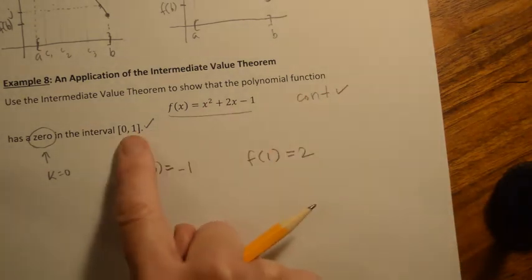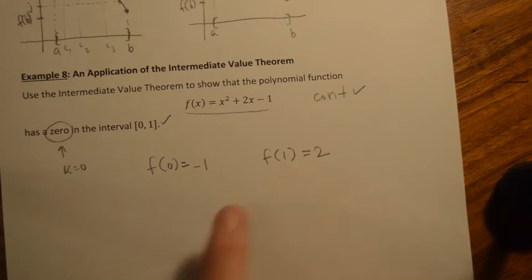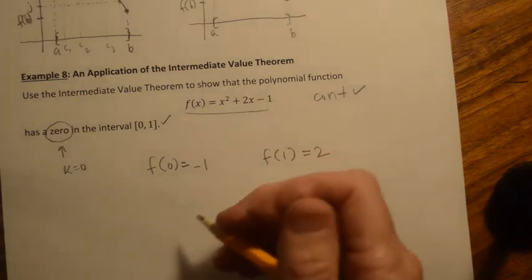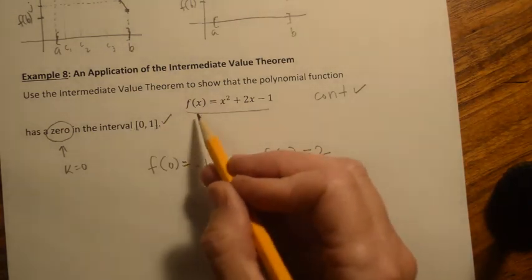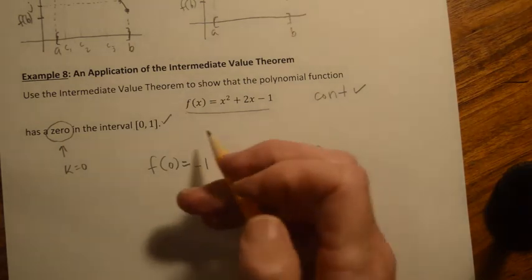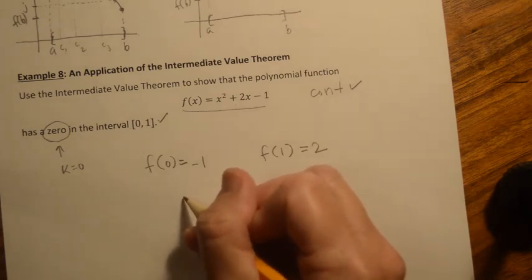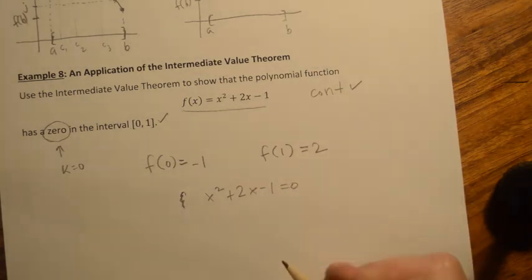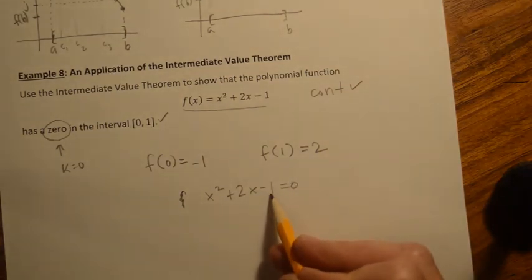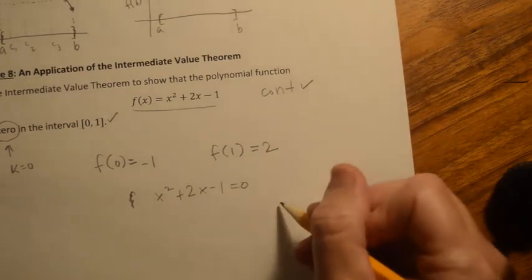So it meets all three requirements. It's continuous, it's on a closed interval, and this y value falls somewhere between these two y values. Right, so what it does is it says, I guarantee you that there is a c somewhere between 0 and 1 where this function will end up being 0. Right, now, this does not factor. If we did, where is x squared plus 2x minus 1 equals 0, we could say, dang, if this were positive, then we could factor that. But it's negative, so therefore it's not factorable. We would have to use either completing the square or the quadratic formula.